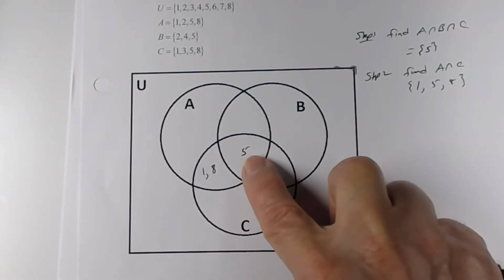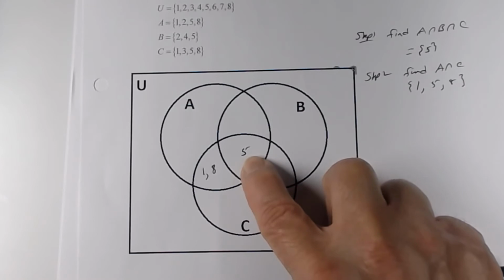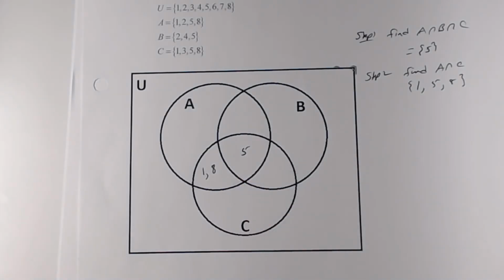Guys, I don't put 1 here. Why doesn't 1 go with the 5? Because 1's not included in all 3 sets. You understand? So step 1 is to find the innermost first. You find the intersection of all 3 sets, and then you work yourself out. Okay? Now use that same thought process.